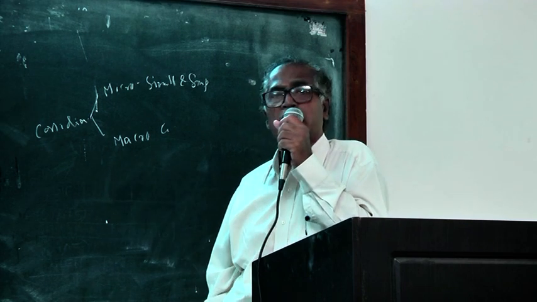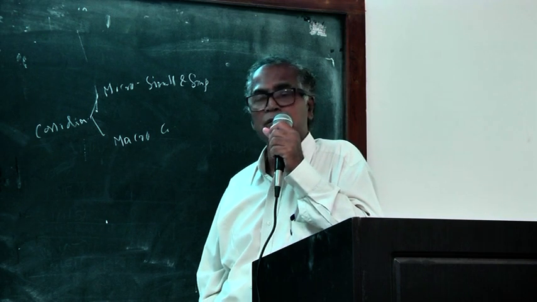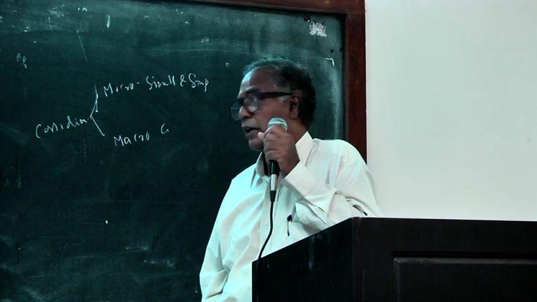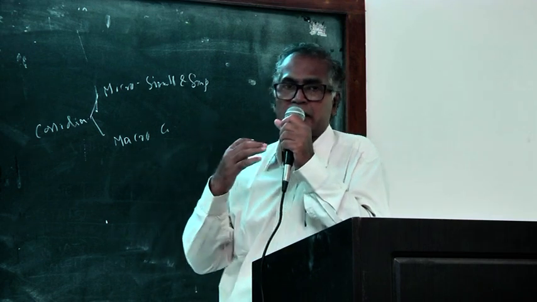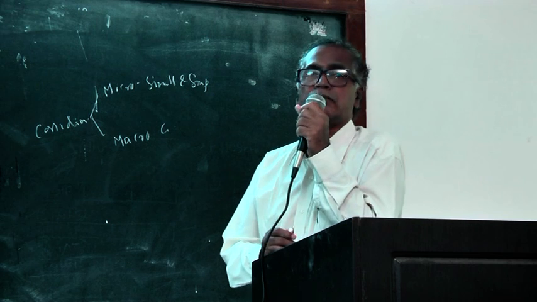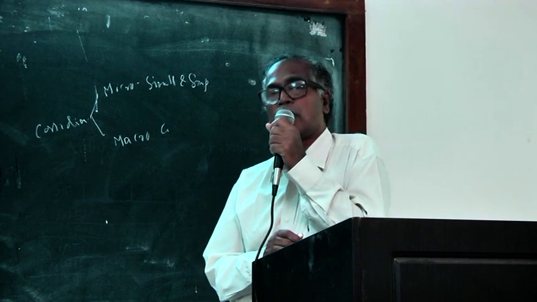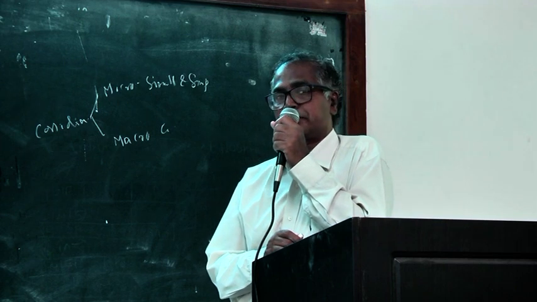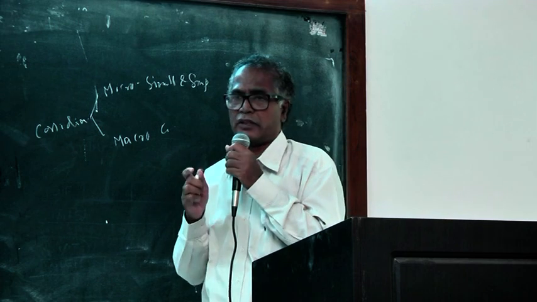In Microsporum, there are species like Microsporum gypseum, Microsporum audouinii and Microsporum canis. In Epidermophyton, there is only one species, namely Epidermophyton floccosum. So this is in general a small description about the dermatophytes.